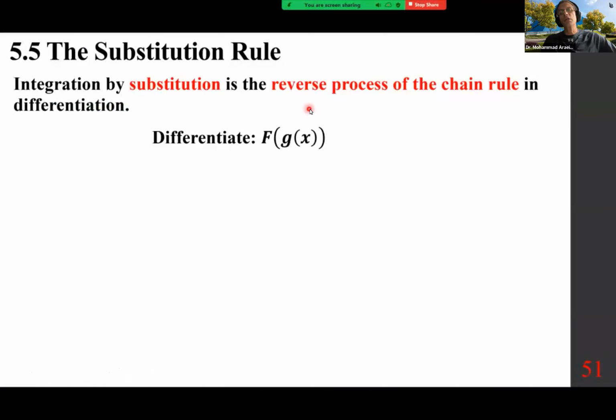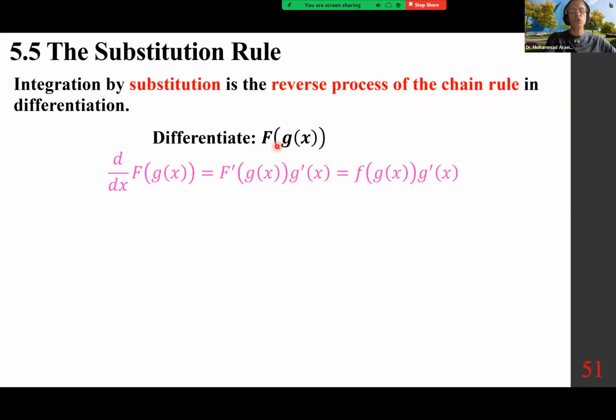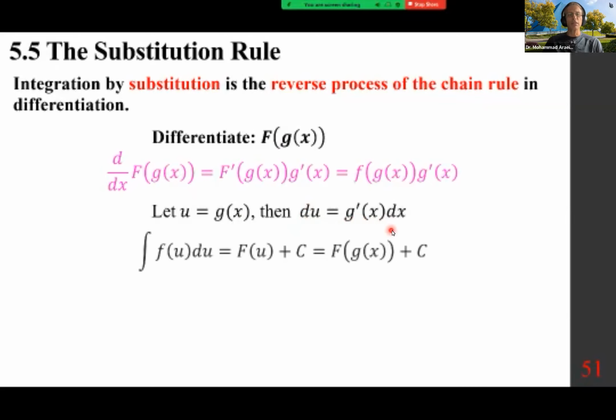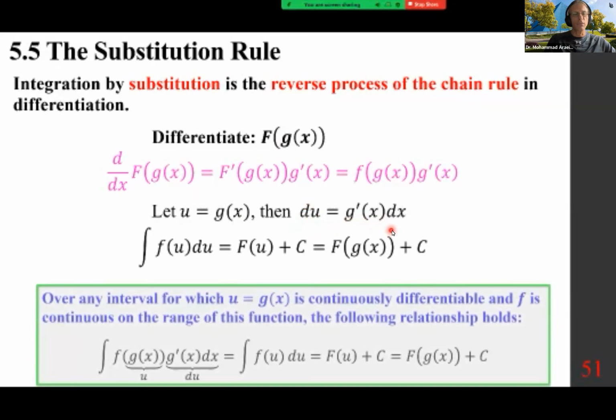Integration by substitution is basically the reverse process of the chain rule. So if we differentiate capital F of g of x, it gives you capital F prime of g of x times g prime of x. And as you know, capital F prime normally is represented by lowercase f. So if we let u be g of x and du is g prime of x dx, remember du dx is g prime of x, therefore du is g prime of x dx. So we can write this, and we end up with the following.